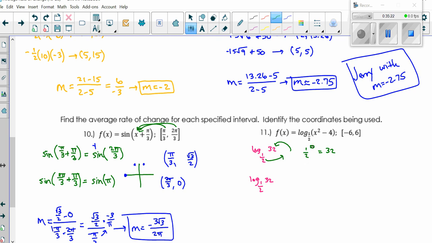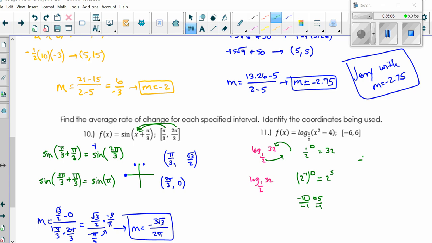I want to raise this to a negative power in order to flip this to give me a 2. I could also do this: I could say that 1/2 is the same as 2 to the negative first power to the what power. And then over here, I can say 32 is the same as 2 to the fifth power. So that means I want to know negative 1 times what equals 5. So divide by negative 1, and that's going to give me a negative 5.